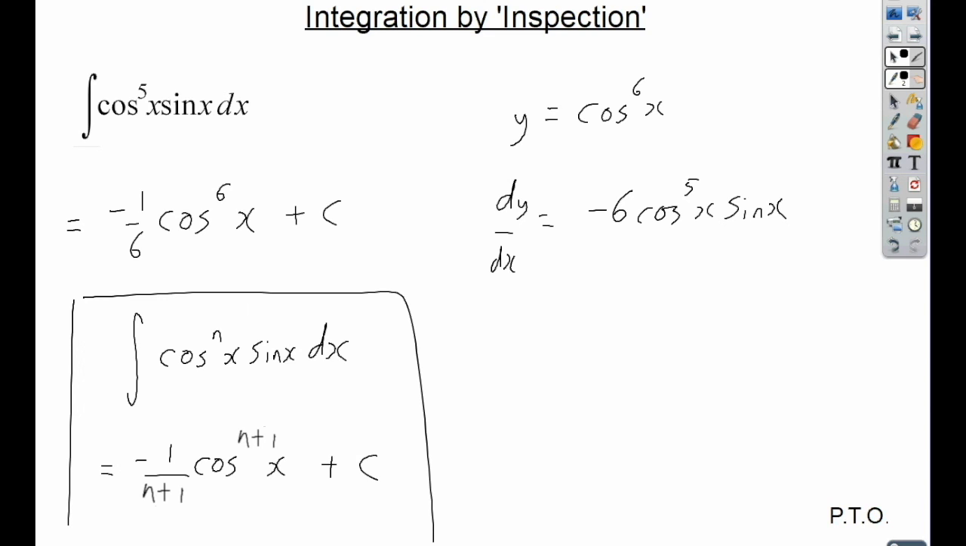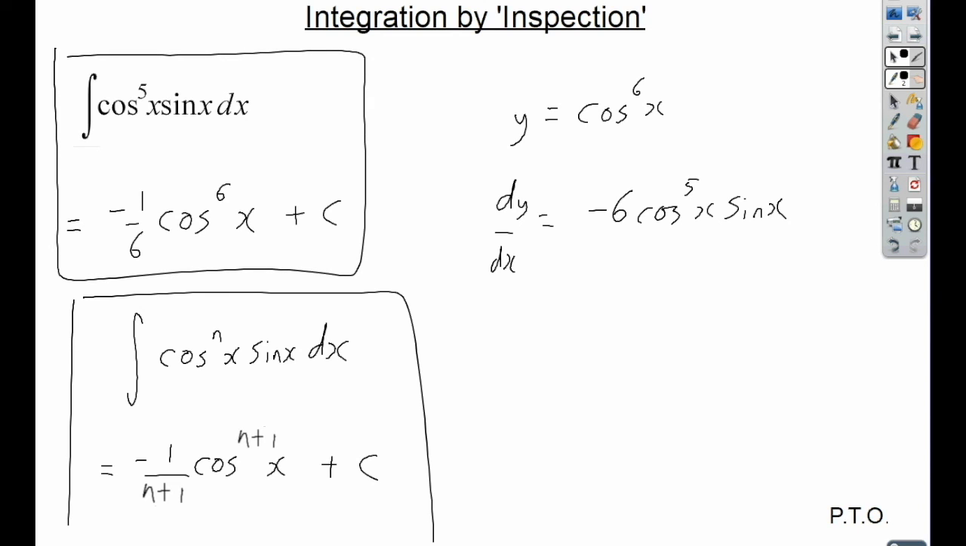So if you just go back to the original questions here, all we're doing is just using that rule and writing down the answer. I've written down some explanation there, but in the examination you don't need to explain yourself, you just write down the answer, don't you? So you need to be able to write down those as well.